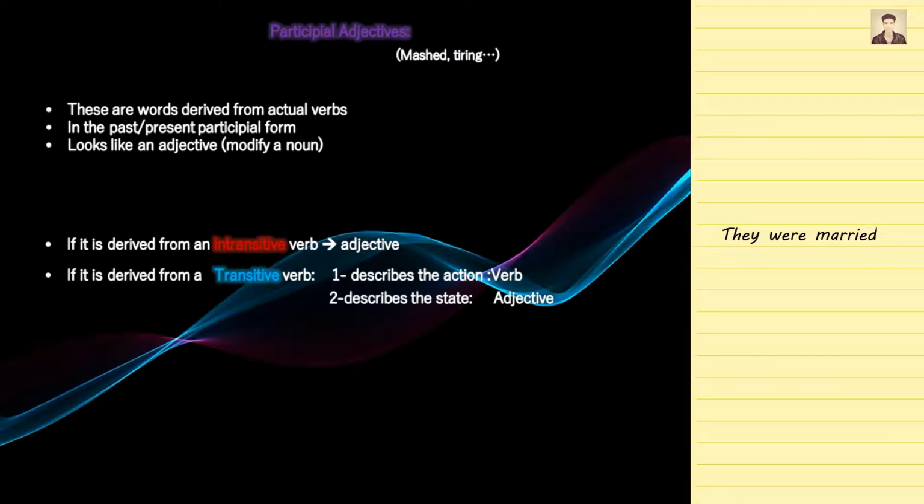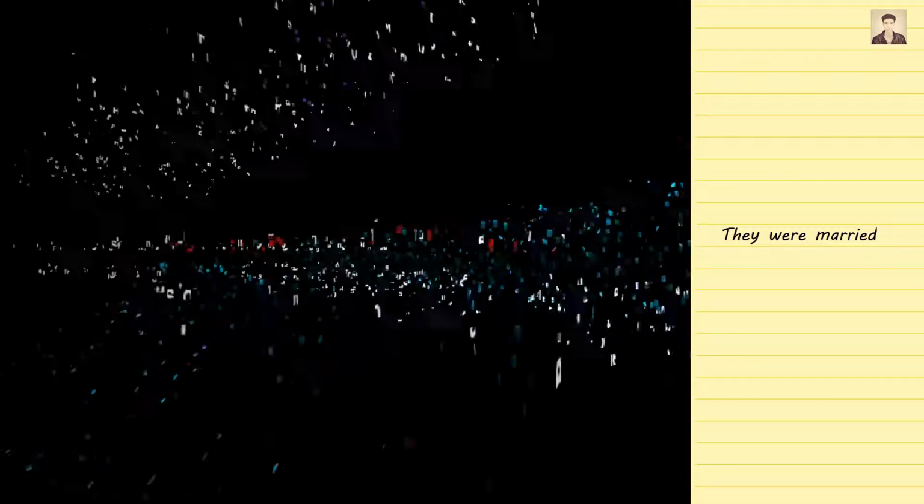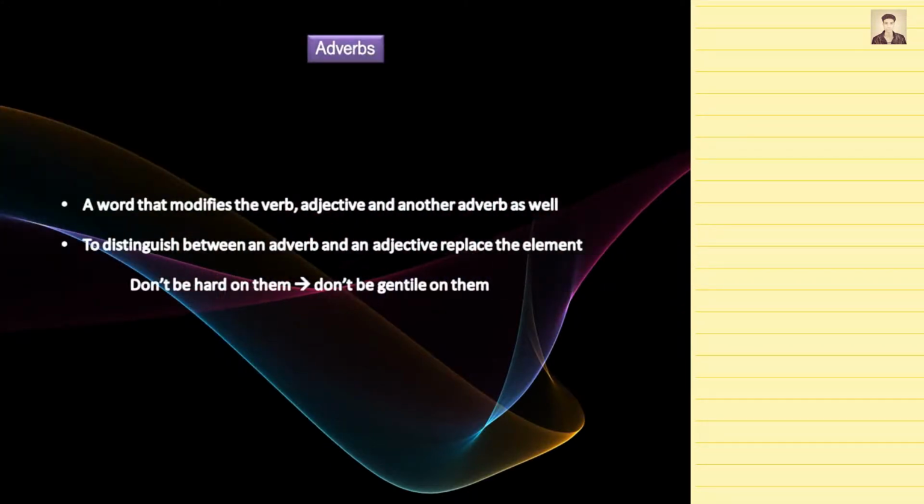We have another example: they were married. Marry is a transitive verb. And again, we have to ask ourselves, does it describe the action or does it describe the state? Well, it describes the action, so it is not an adjective.